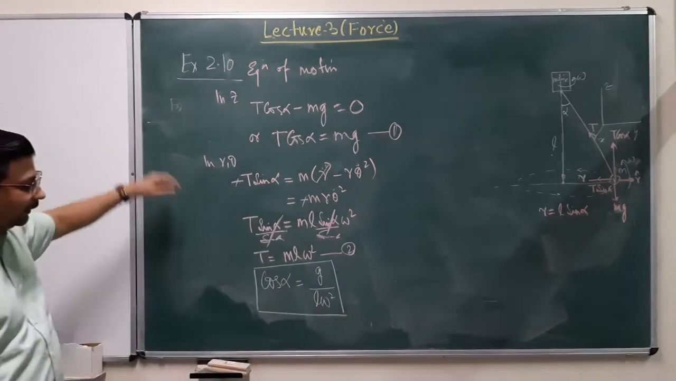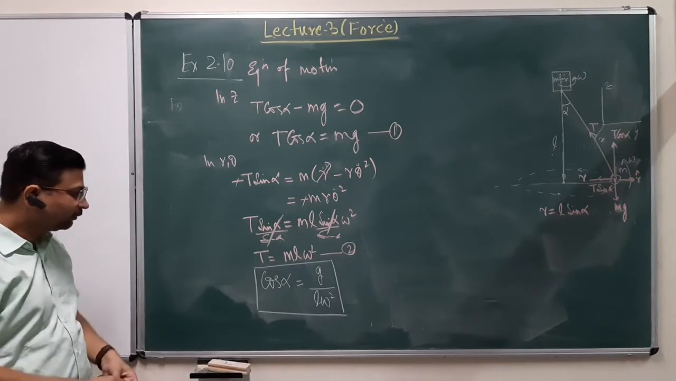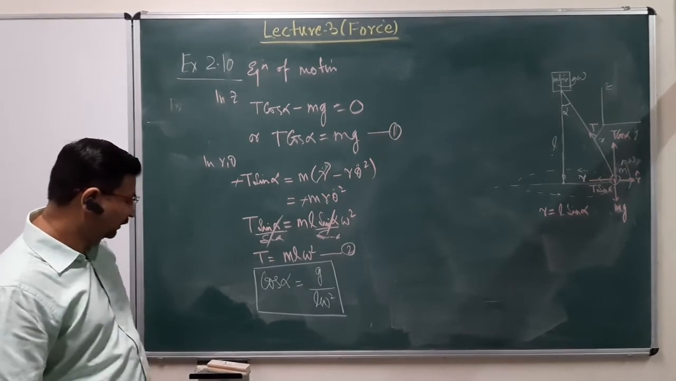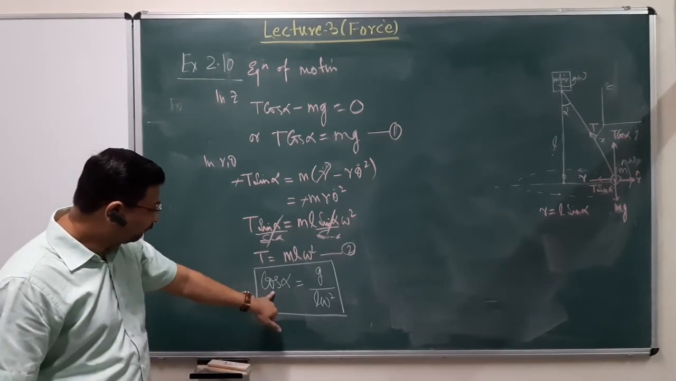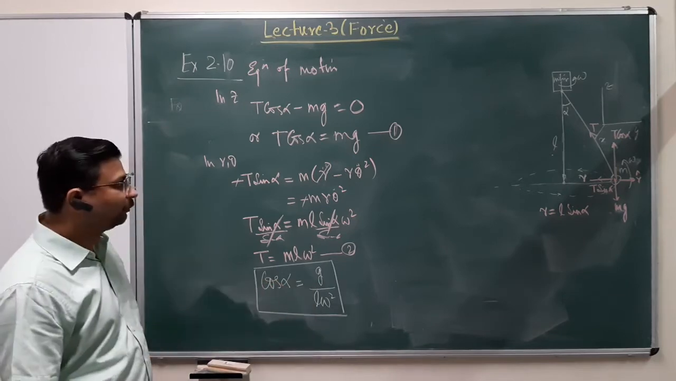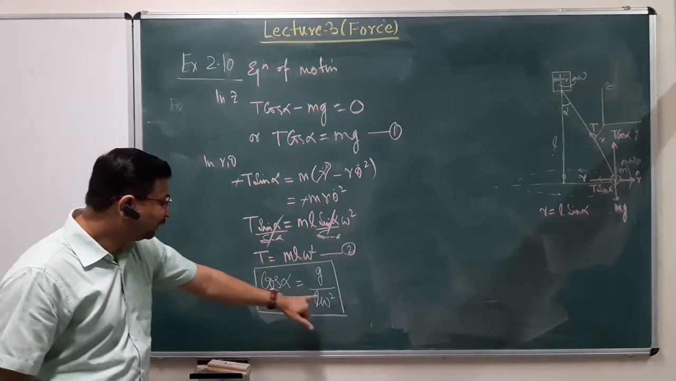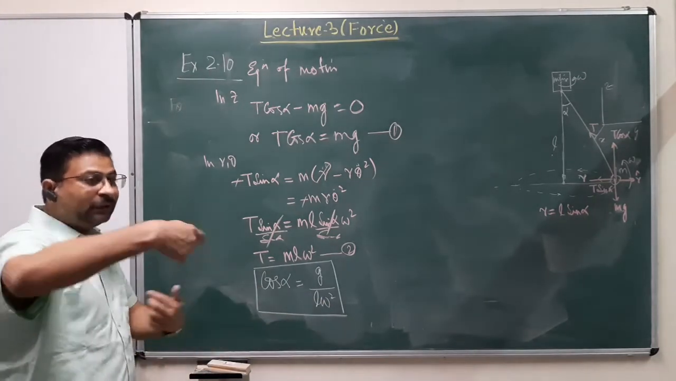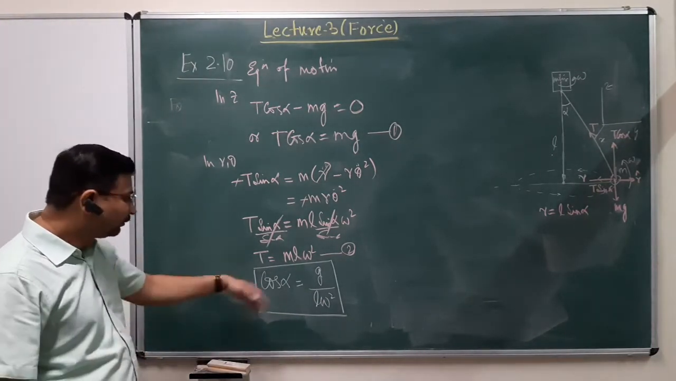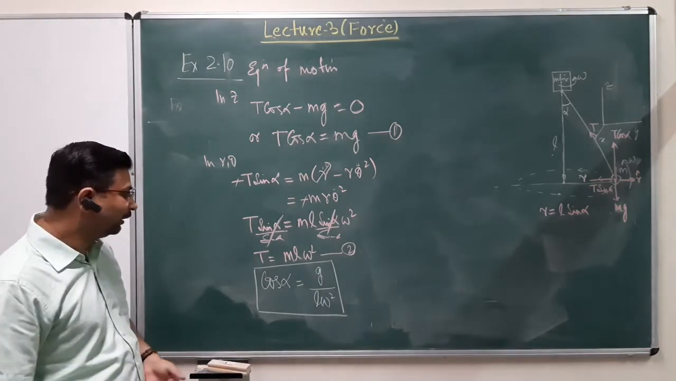So this is the equation of motion that we are interested in, or this equation basically shows how the system is going to evolve. So cosine of alpha is g over L omega square. g is a constant, L is a constant. So alpha basically depends on the omega square. So the faster you rotate, alpha will be different, slower you rotate, alpha will be different.